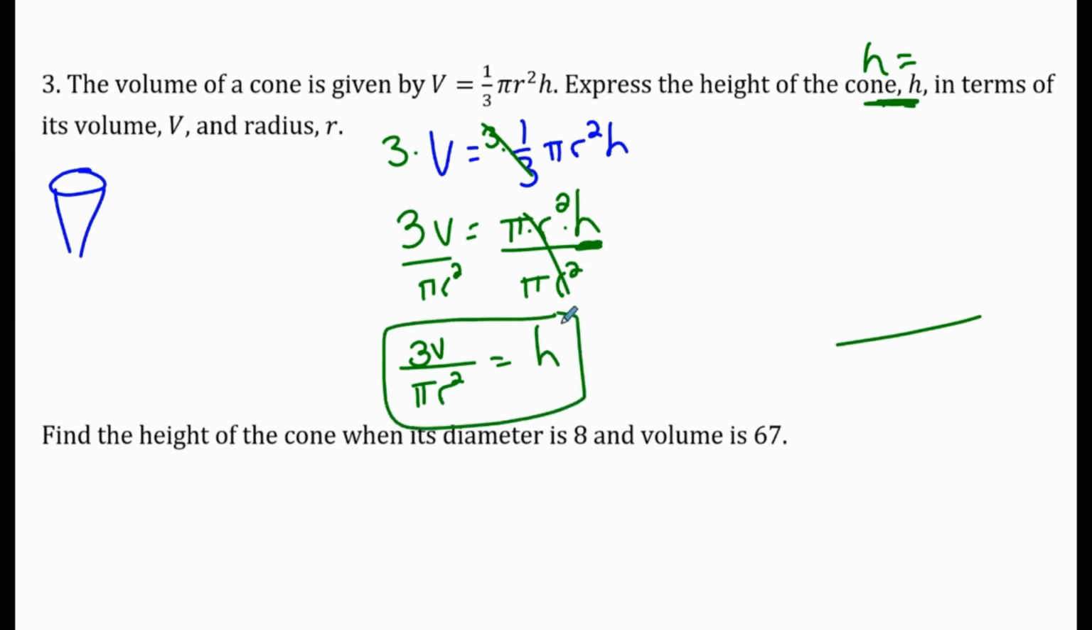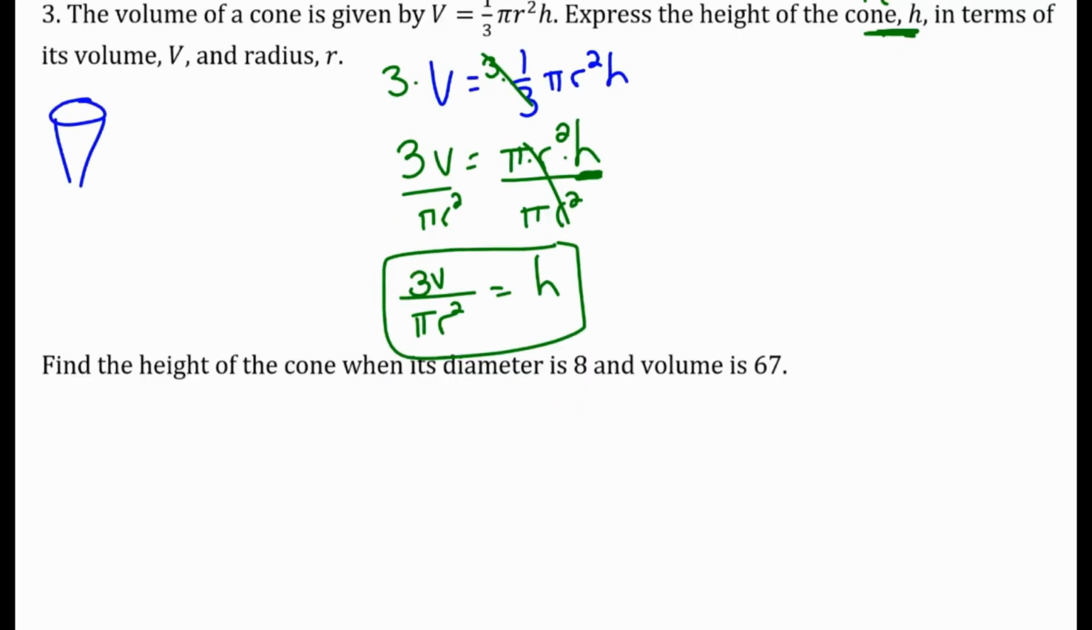There's h. Remember, pi is that irrational number, 3.141592, and so on. It's the ratio between the circumference and the diameter of a circle. It's that lovely number that you learned about in 7th grade. So I isolated the variable by undoing operations.